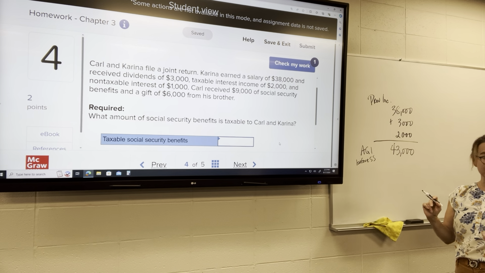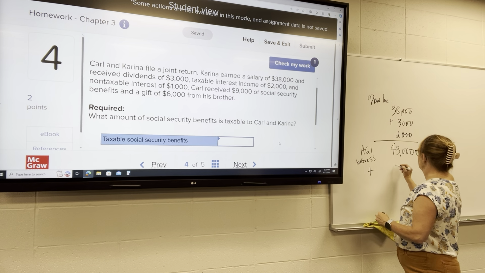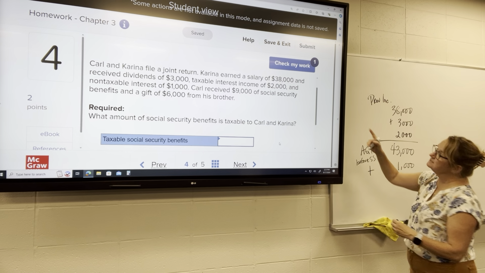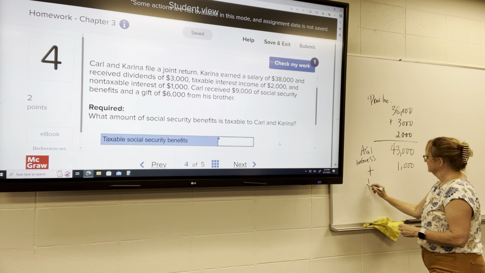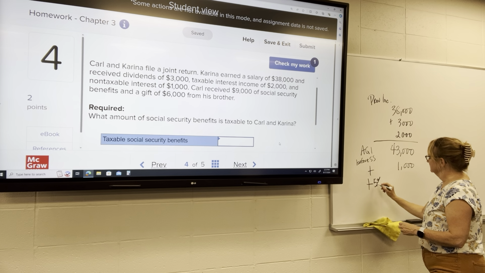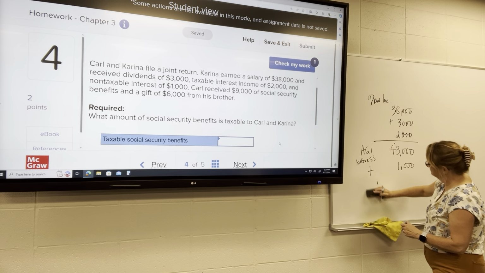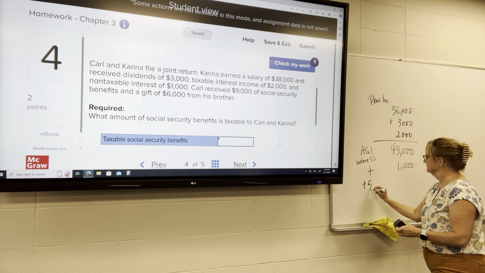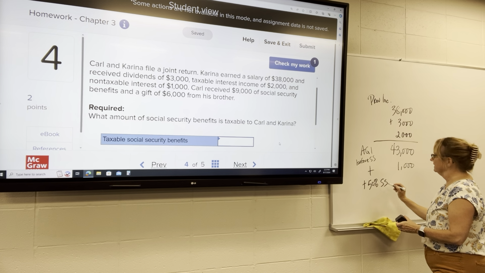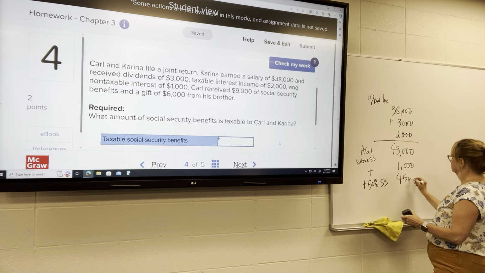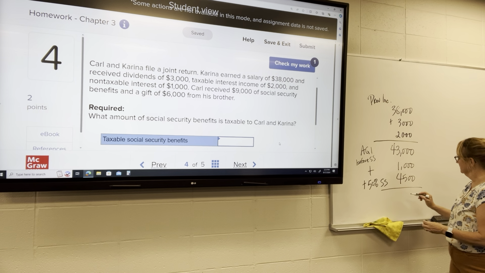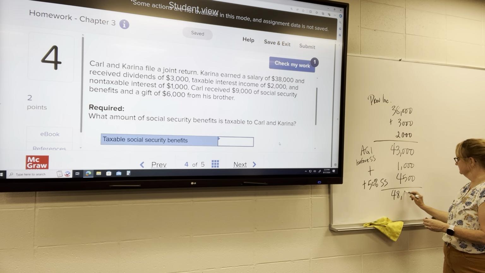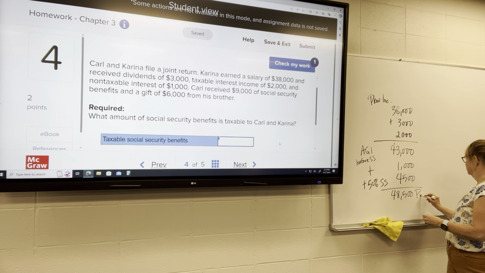Now we're going to have to add in $1,000 of our non-taxable interest and 50% of Social Security benefits, so $4,500, to get to our provisional income. Okay, so $48,500. Here's our provisional income.